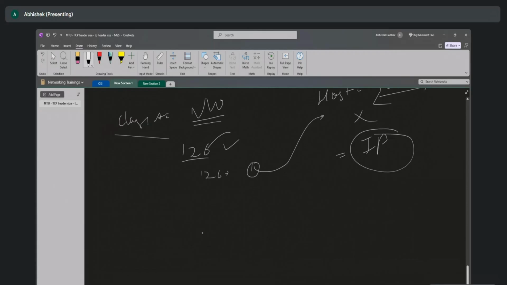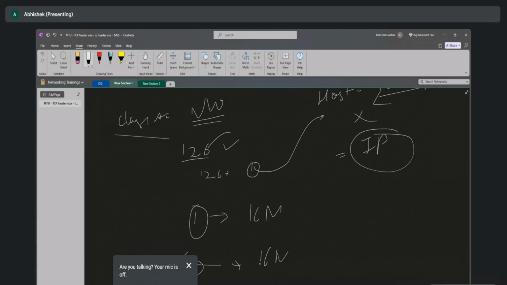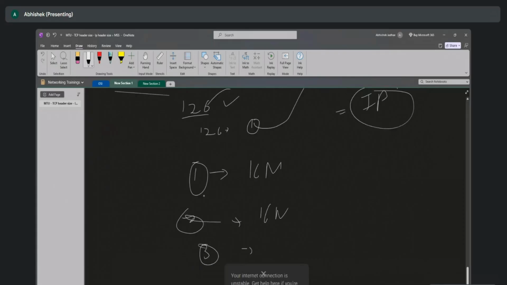right? So from 126, let's say first IP we consider. So for that first IP, there will be 16 million hosts. For the second IP, there will be 16 million hosts. For the third IP, also there will be 16 million hosts. So by IP over here, I mean the network ID, right? Each network ID will have 16 million hosts, right?